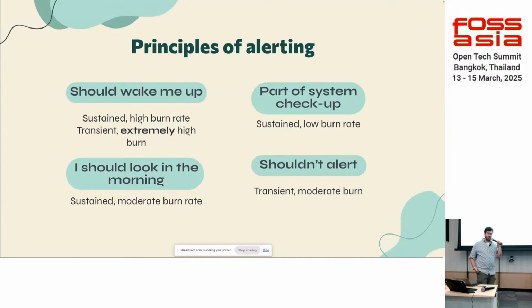So in SLO, I like to talk about 4 levels of alerting. First, it should wake me up because there's extremely high error budget burn happening, hard downtime in the system maybe. Second, I should look in the morning because maybe in 4 days I'll have used up all of my error budget if things continue like this. Third, we shouldn't alert at all because there's just some little blip in errors that happens. Or fourth, we should handle this as part of our normal maintenance of the system because there's some low amount of error burn happening.